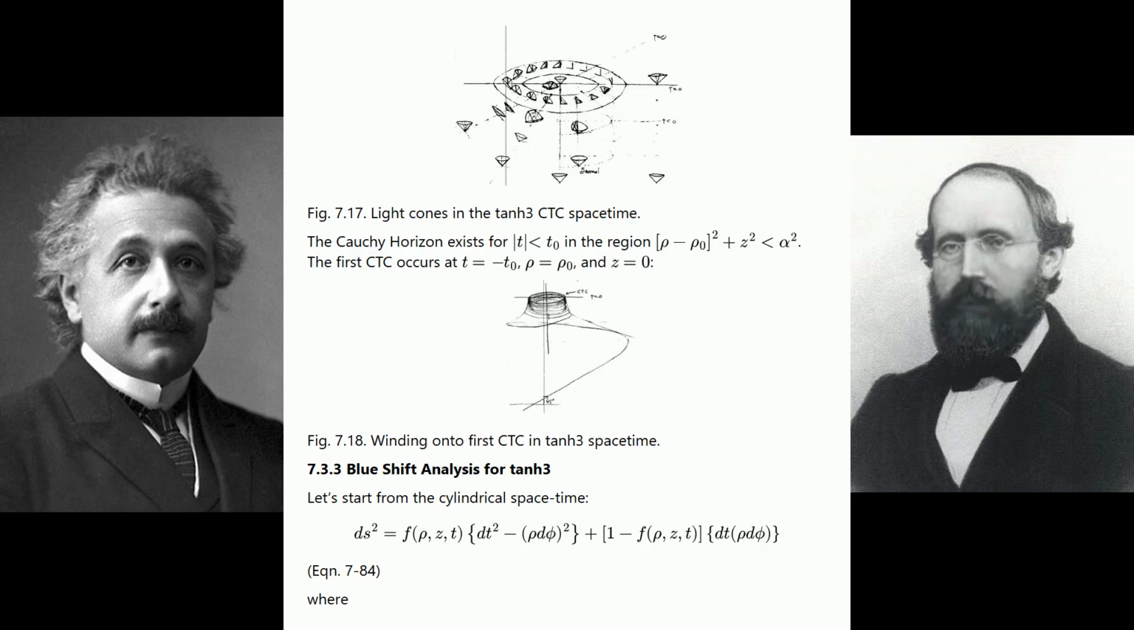7.3.3 Blue shift analysis for tan3. Let's start from the cylindrical spacetime. Equation 7-84, where equation 7-85. Normal Minkowski in cylindrical coordinates has ds squared equals dt squared minus d rho squared minus dz squared minus rho squared d phi squared, while the above metric admits toroidal CNGs, actually null: ds squared equals dt times rho d phi minus d rho squared minus dz squared. The first CTC CNG occurs at t equals negative alpha, rho equals rho sub 0, z equals 0.